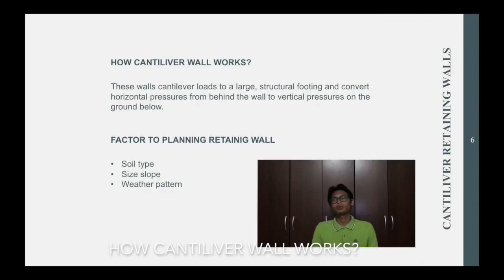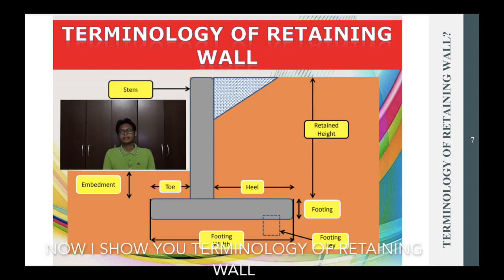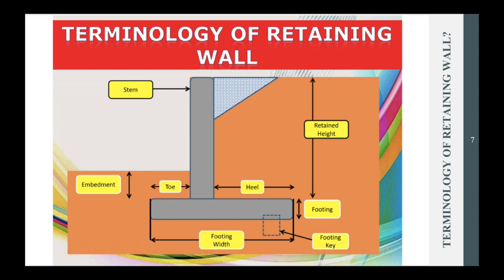How does a cantilever wall work? This wall cantilevers loads to a large structural footing and converts horizontal pressure from behind the wall to vertical pressure on the ground below. This wall resists toppling over by allowing the weight of the soil to hold down the reinforced base of the wall. Now, I show you the terminology and components of retaining walls.